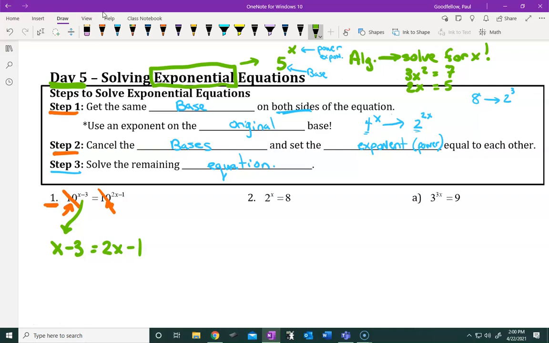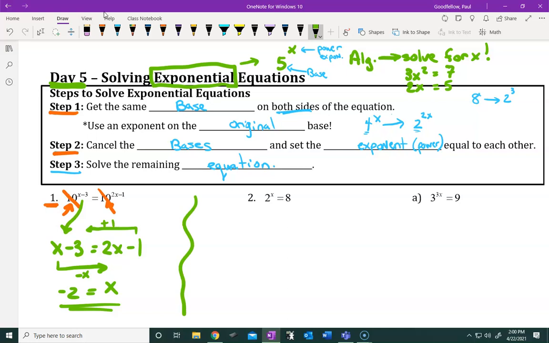Now, if I do a little algebra, that guy's going to go over there by subtracting x. This one's going to go over there by adding 1, and I'd end up with x is equal to -2. And that happens to be the answer for that exponential equation. So see, pretty straightforward and pretty easy.